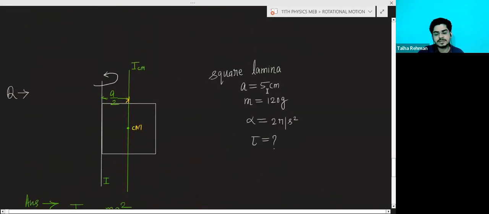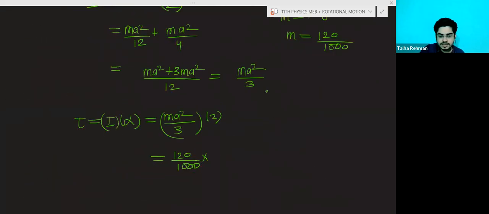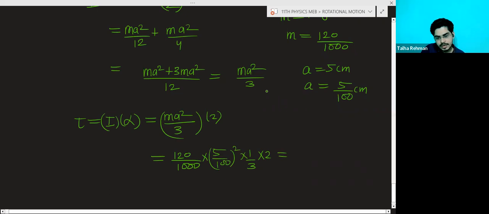A is 5 centimeter, so you will convert this into meter. So you will convert this a into meter by dividing 5 by 100. So it will be 5 by 100 square, and here is 1 by 3 also, and here is 2 also. I think you can do the calculation, and your answer will be in Newton meter. Unit of torque is Newton meter.